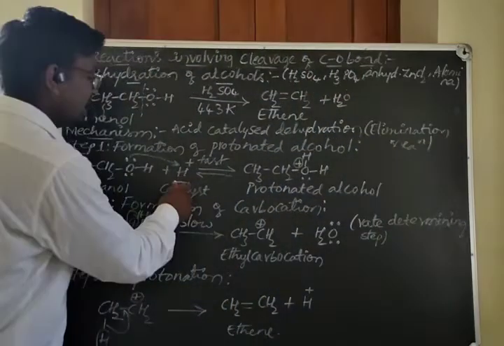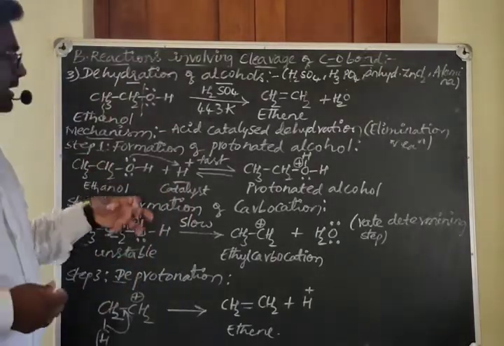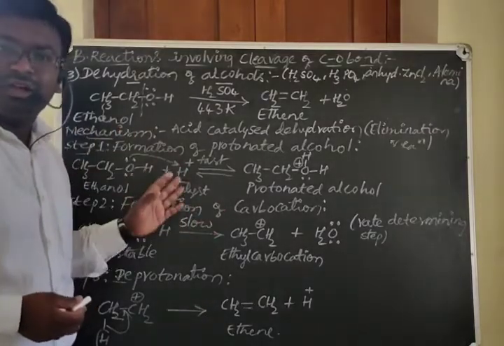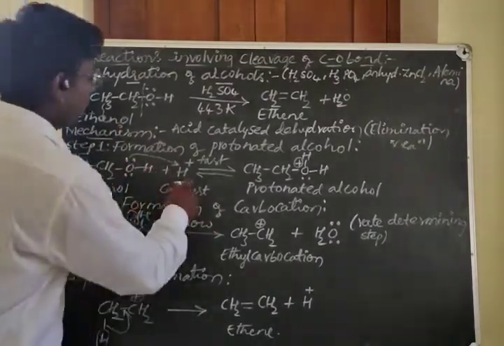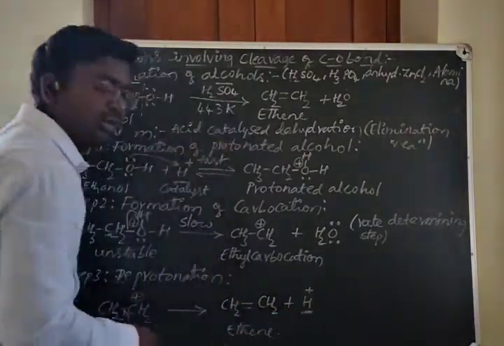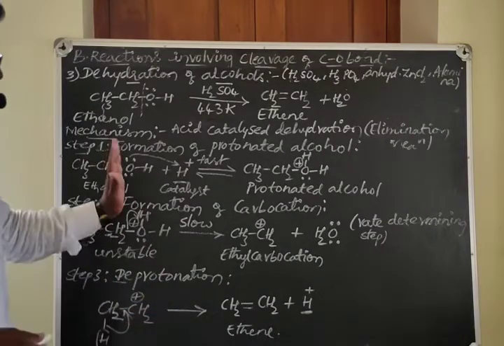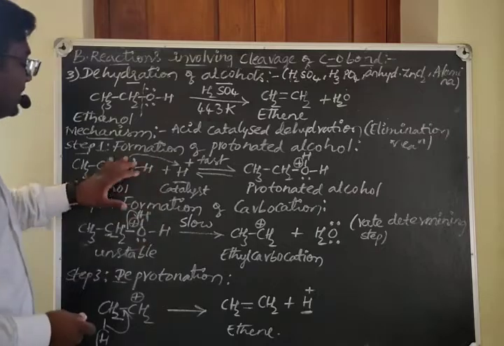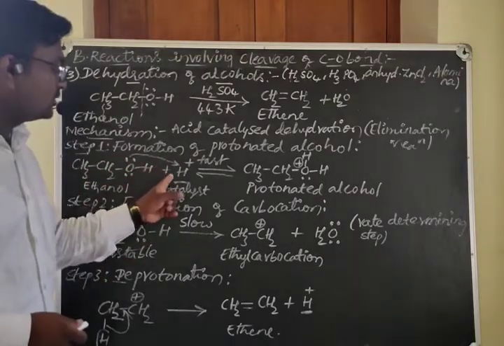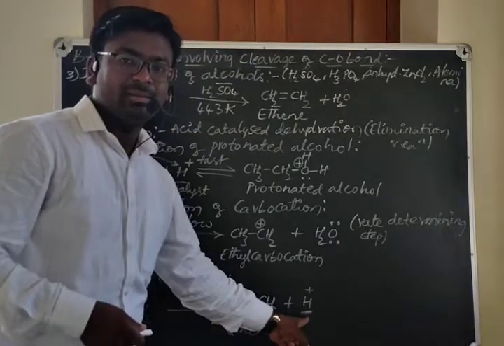Here H plus is acting as a catalyst. So what is a catalyst? A catalyst is a chemical substance which increases the rate of a reaction and is not consumed in the reaction. See, the H plus ion enters here and comes out as it is. It is not consumed in the reaction mechanism. It just increases the speed of a reaction. Here it is entering and here it has exited.